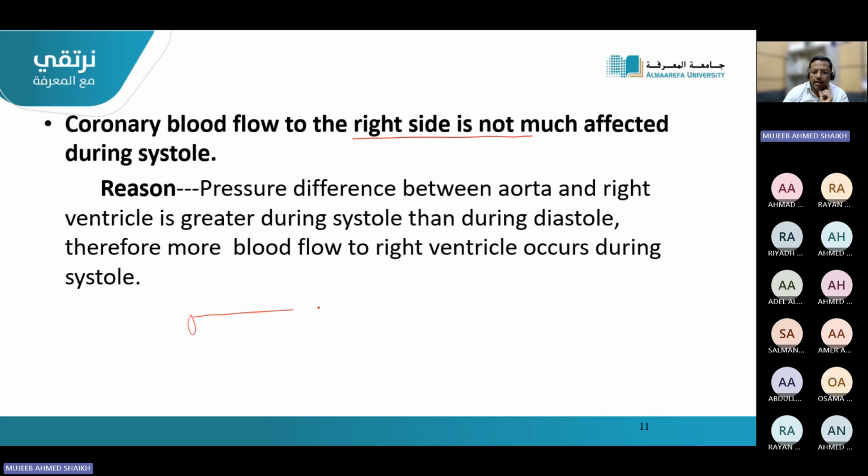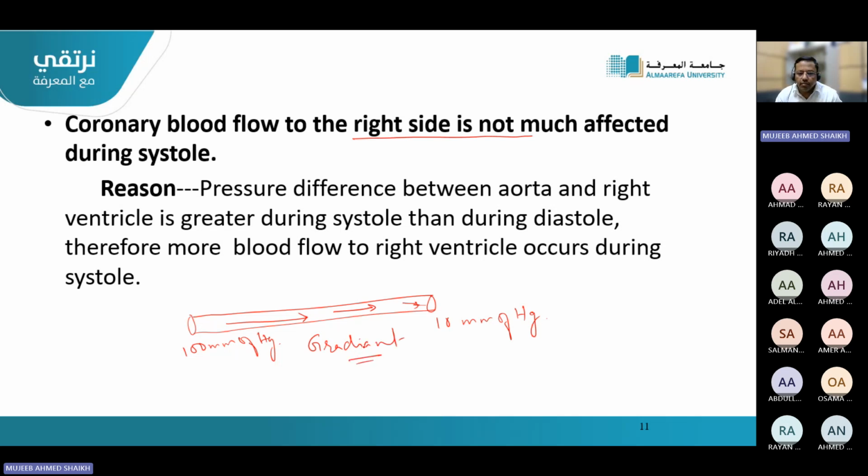Whenever we say flow is occurring, suppose this is a vessel, the flow will occur because of the pressure difference. Suppose pressure is here 100 mm of Hg and here is 10 millimeter of Hg. Okay, millimeter of mercury. So flow will be from higher to lower side. So flow will be like this. So there should be a pressure difference. This is called as gradient, pressure gradient. So based on the pressure gradient, the flow will be there.